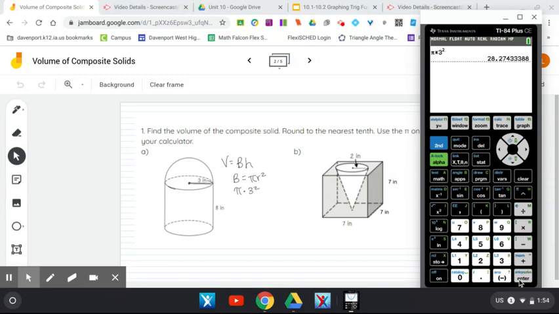Hit enter. Then you're going to take that answer and multiply it by the height. The height of the cylinder from here down to here is 8 inches. So I'm going to take this answer in my calculator and multiply it by 8. So my volume is 226.2 inches cubed. That's the volume of the cylinder first.